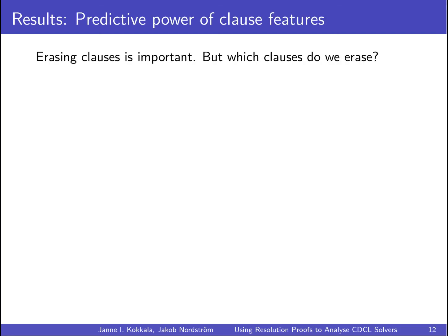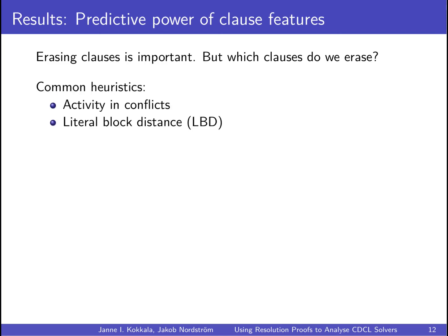So we know that it's important to erase clauses from the database regularly, but the question is, how do we decide which clauses to erase and which to keep? Common heuristics include keeping track of an activity score for participating in conflicts, which is one of the first proposed heuristics. But nowadays a more commonly used one is literal block distance, LBD, which is sort of a locality measure of the clause, which takes into account the current part of the search tree where the solver is at.